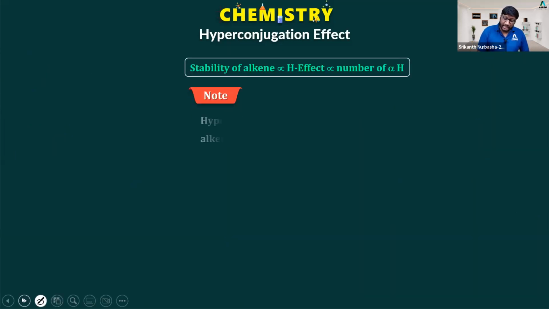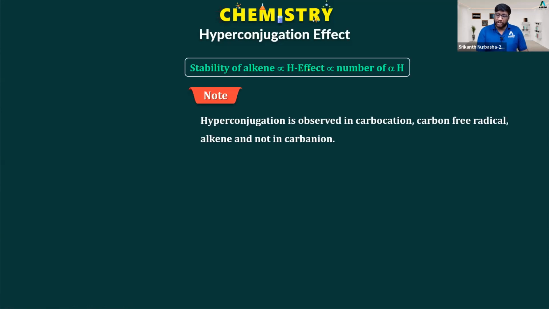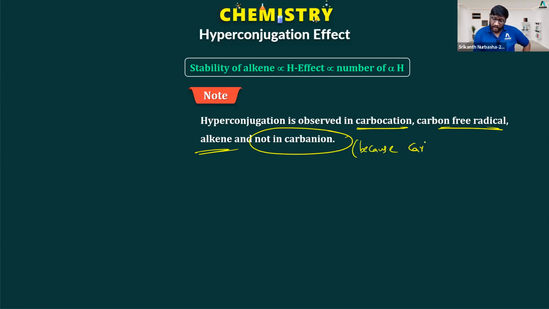Stability of alkene is again directly proportional to the number of hyperconjugated structures, that is, directly proportional to the number of alpha hydrogens. Hyperconjugation is observed in carbocation, carbon free radical and alkene, and not in carbanion, because there is no tendency for the carbanion to accept the electron, because the octet is already satisfied. Because carbanion has no vacant orbital.